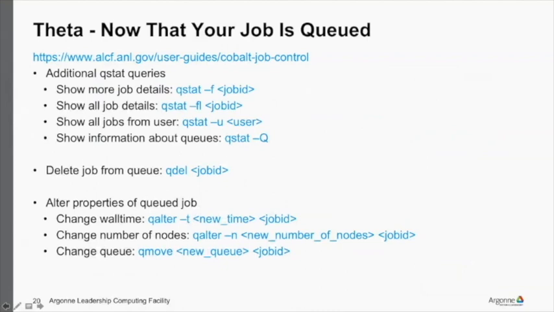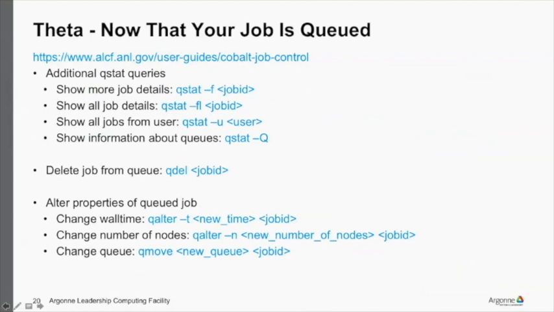Once your job's queued, if you want to see the full detail of your job, you can use qstat -f with the job ID. This will show lots of Cobalt-specific information for your particular job that you may find useful. You can show everything that's listed for your job with the -fl argument. If you want to look at all jobs from a particular user, you can use -u, and then more likely you'll put in your user name in that case.